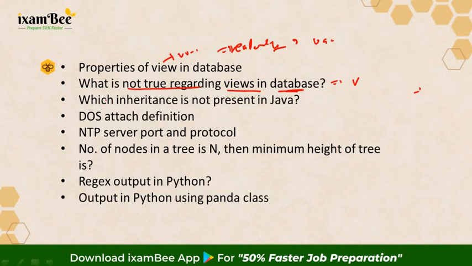The next question is, which inheritance is not present in Java? That was multiple inheritance. Multiple inheritance is directly not supported in Java. We use interfaces to support multiple inheritance in Java.